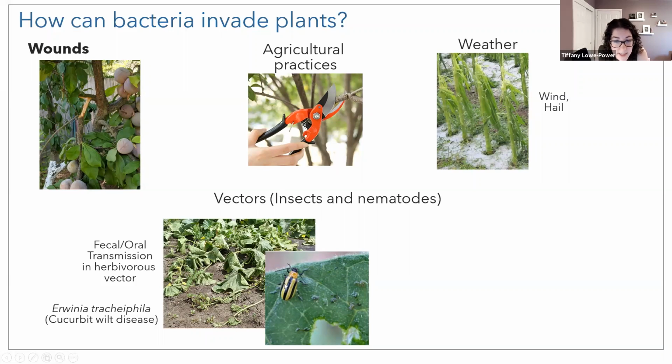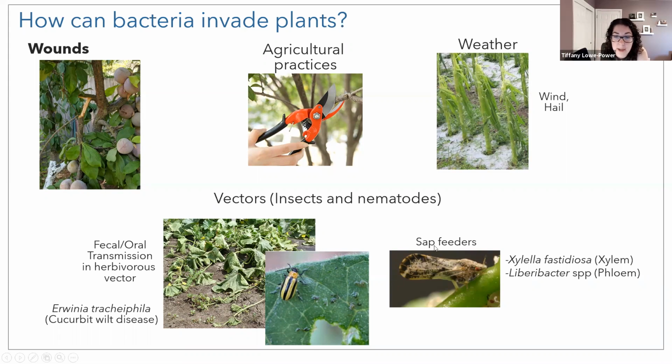And so this is an insect vector that can ingest this Erwinia tracheiphila, this Erwinia wilt pathogen. It transmits this pathogen between cucumber plants, and it does it by the fecal-oral route. So it eats the bacteria, and then the bacteria get deposited in its feces, and then can migrate into these wounded areas, and then colonize the xylem and cause a wilting disease.